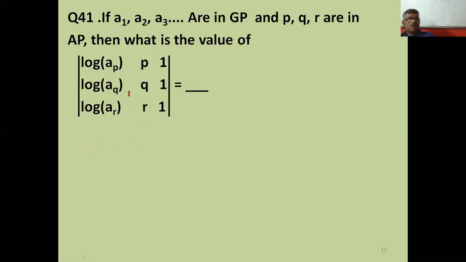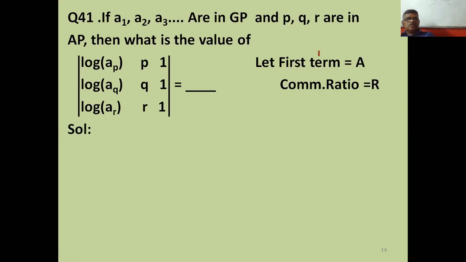Can you make a fast recap of this question? If A1, A2, A3 are in GP, and P, Q, R are in AP, what is the value of the determinant with rows log AP, P, 1; log AQ, Q, 1; log AR, R, 1? What is the value of this determinant? Well, if you want to prove, I can go fast. We are running just out of time.